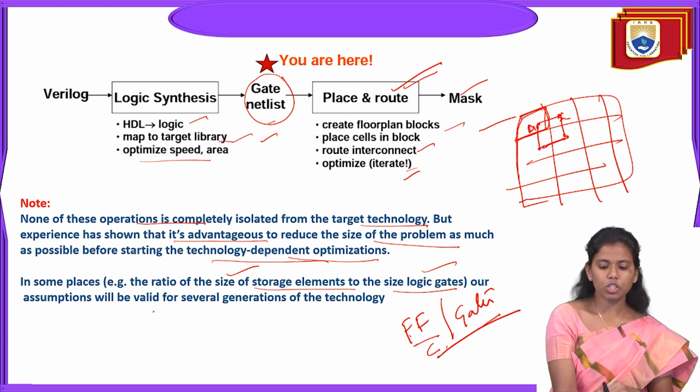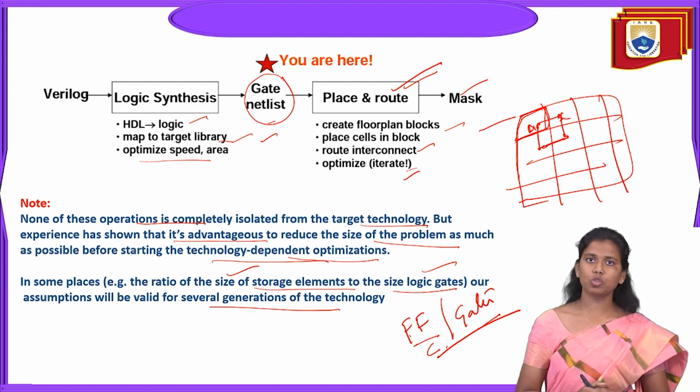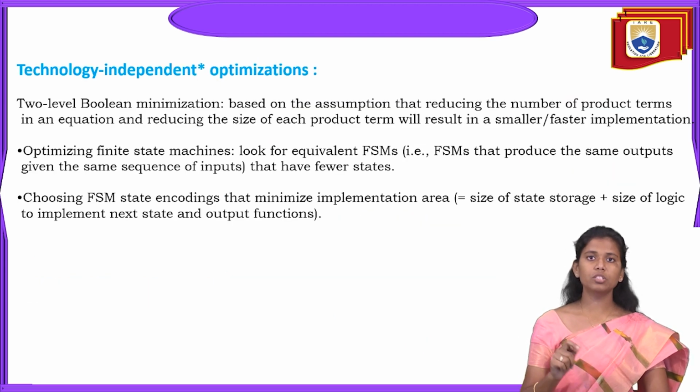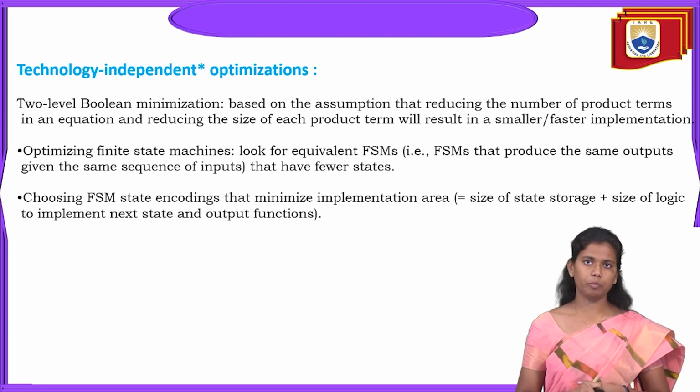And our assumptions will be valid for several generations of the technology. So this is one of the major assumptions to remember, that the size of the gates and flip-flops, or the storage elements, are considered very cautiously. And coming to technology independent optimization, what is this technology independent optimization?